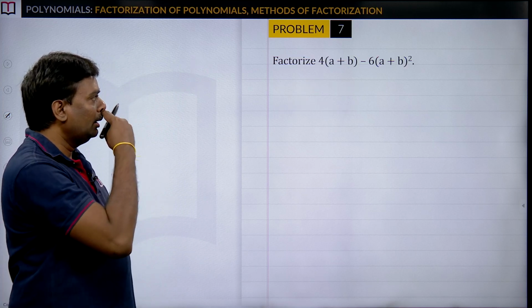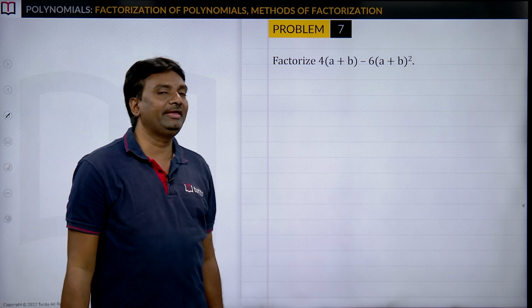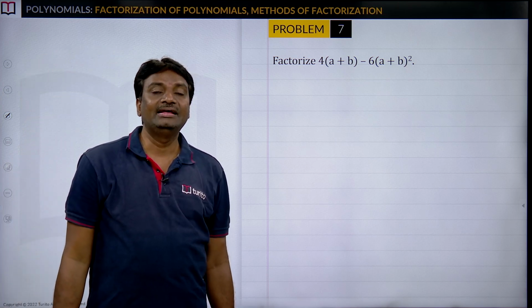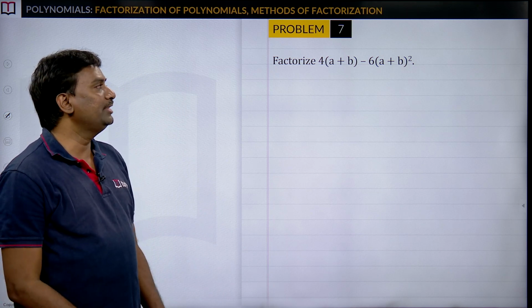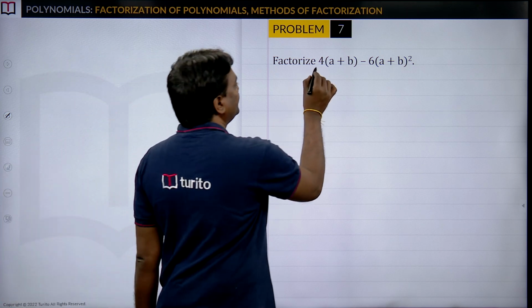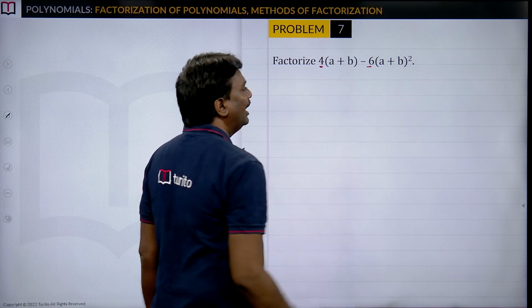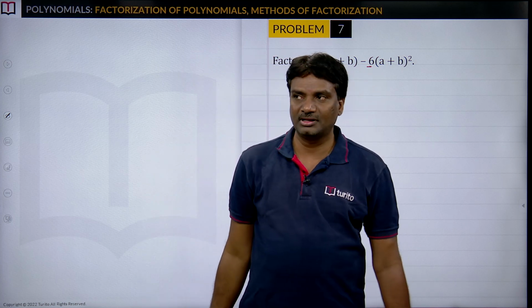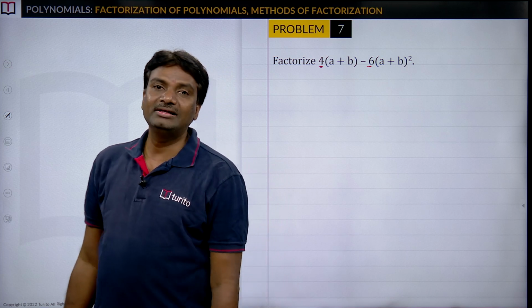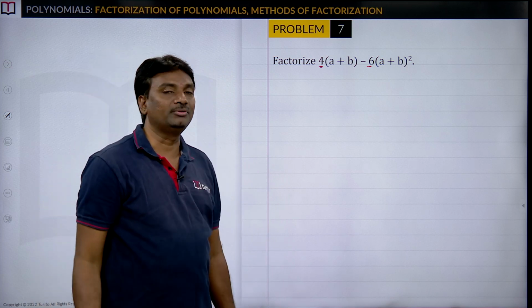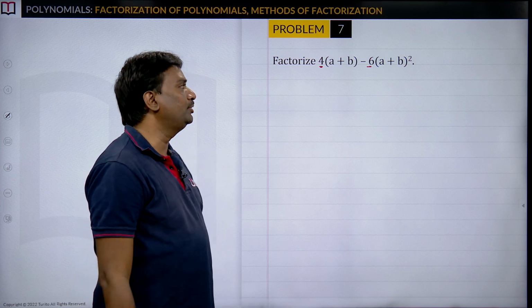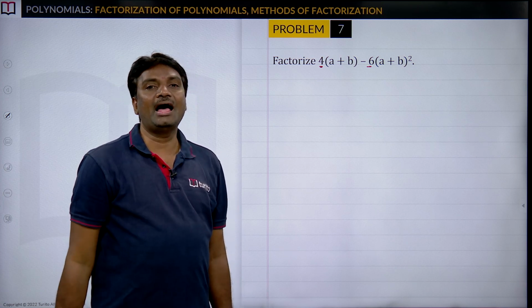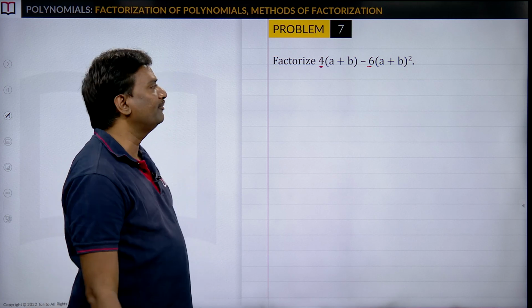Problem number 7. Factorize 4(a+b) - 6(a+b)². By observing the numericals 4 and 6, what is the common factor? Very simple, 2 is the common factor. 4 can be written as 2 into 2, and 6 can be written as 2 into 3. So, 2 is a common factor.